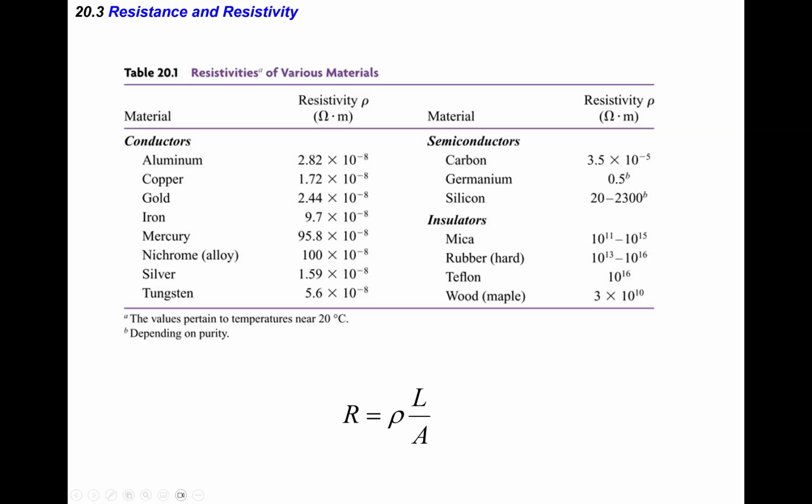We have different materials with different resistivity. You can see copper or aluminum, they are conductors, so they have a very low resistivity. It gives very small resistance, okay? And then we have semiconductors, going from 10 to the power of -5 to 10 to the power of +3. So those are what we call semiconductors. It's bigger than a conductor, but it's smaller than an insulator.